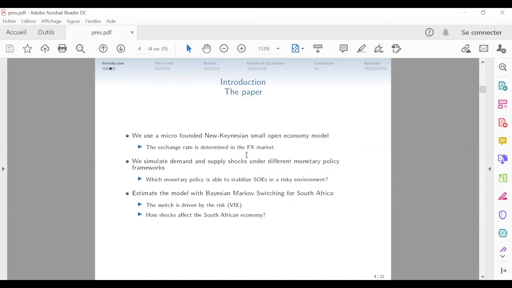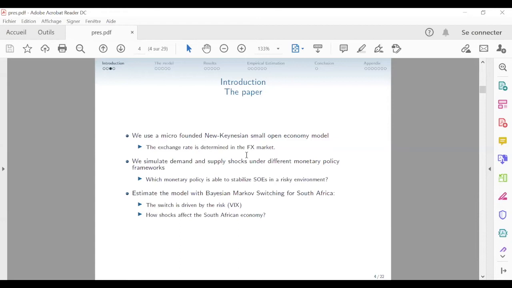Then we simulate demand and supply shocks with different monetary policies in order to investigate which monetary policy is the most able at stabilizing the economy in a risky environment. Then we estimate the model with Bayesian Markov switching for South Africa. This part is a work in progress. We do have quite interesting results, but it clearly needs more work. So I'd be glad to have feedback or ideas on this part of the paper.